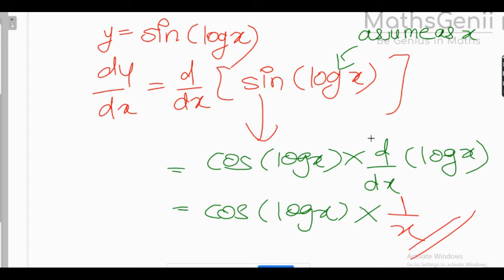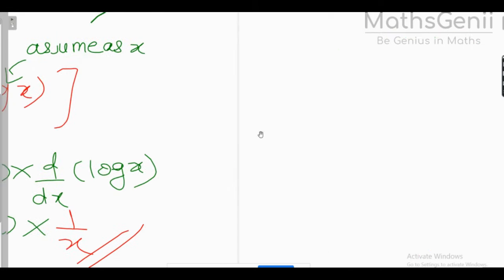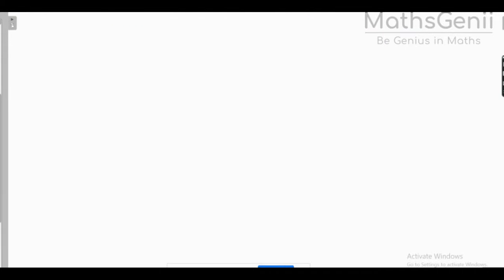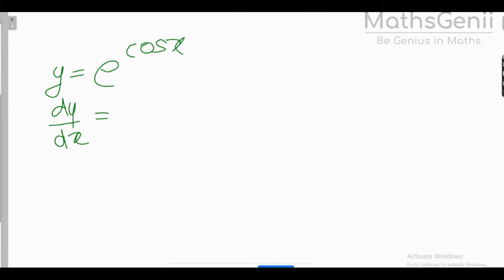That's your answer. Okay. Now let's see another question on chain rule. e raised to cos x is the question. So I have to find the derivative of this.